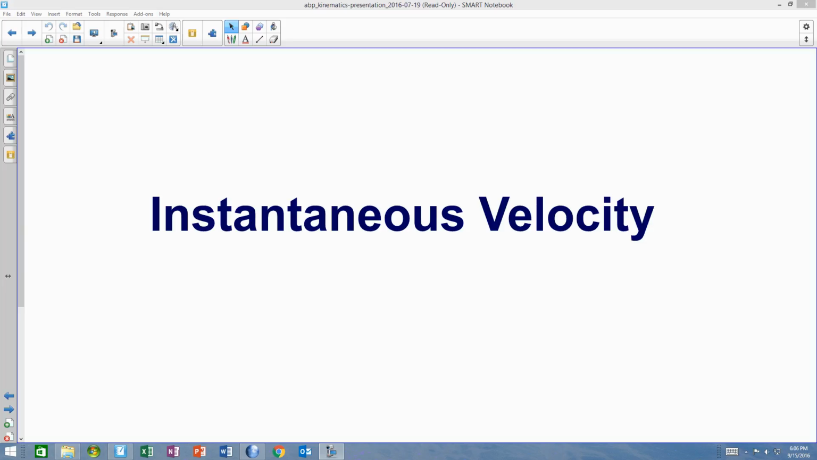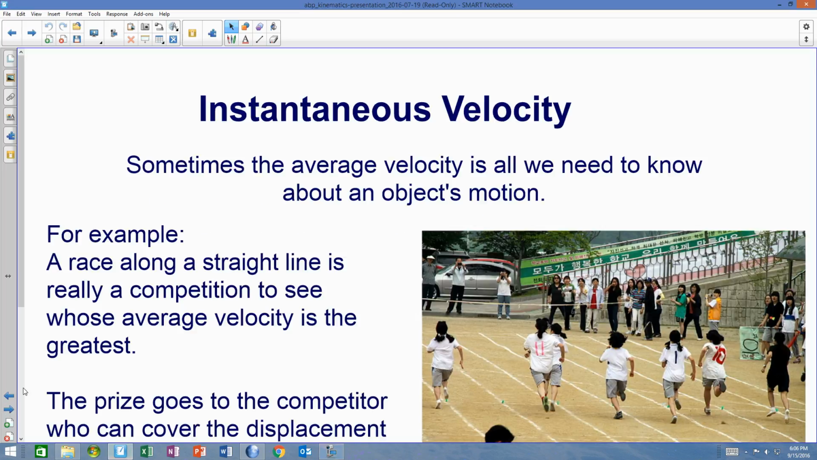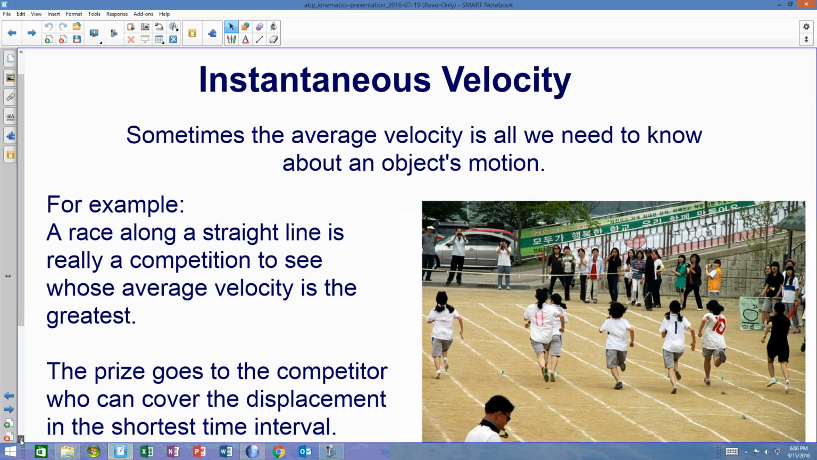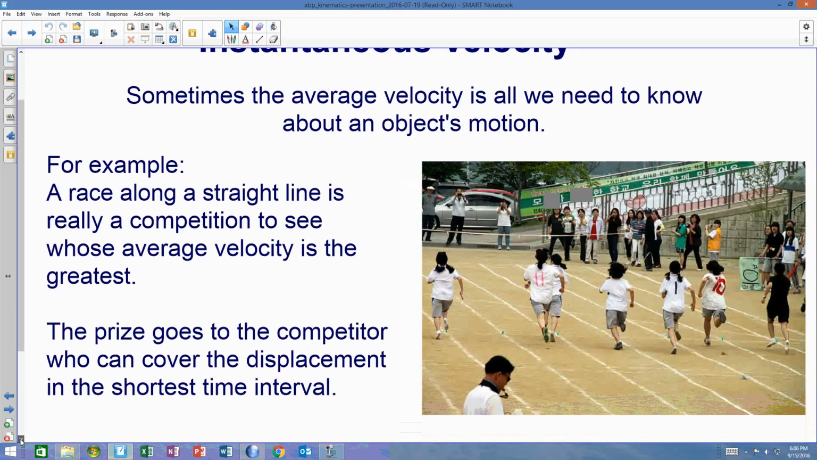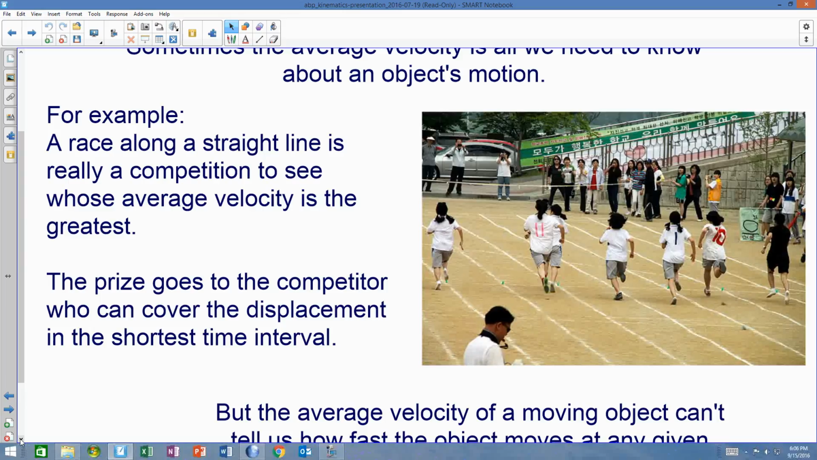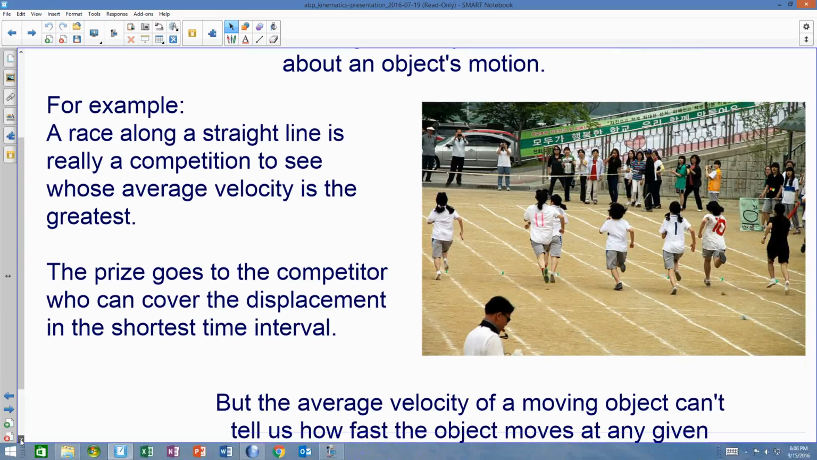In this video, we're going to cover instantaneous velocity. Sometimes the average velocity is all we need to know about an object's motion. So, for example, a race along a straight line is really a competition to see whose average velocity is the greatest. The prize goes to the competitor who can cover the displacement in the shortest amount of time.